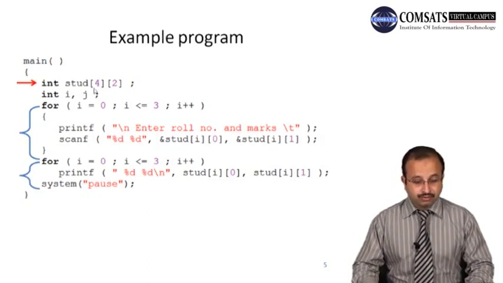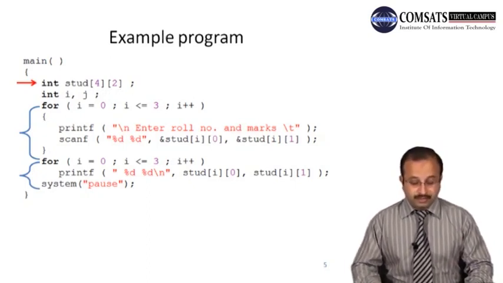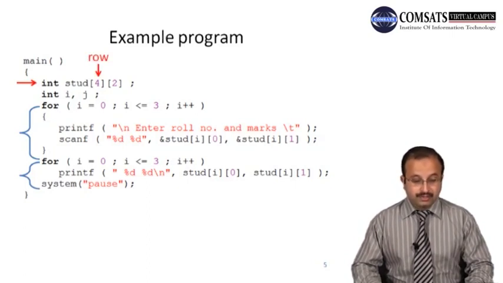So you can see the two pairs of square brackets, the first pair and the second pair. Two pairs of square brackets mean that this is a two-dimensional array. The first one represents the row and the second one represents the column. This means that the STUD array has 4 rows and 2 columns. So whenever you have a two-dimensional array, the first pair of square brackets represents the row and the second pair of square brackets represents the column.